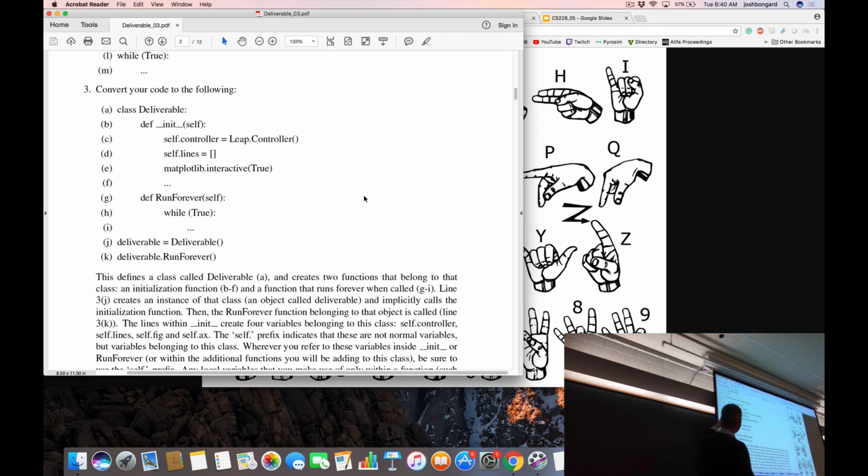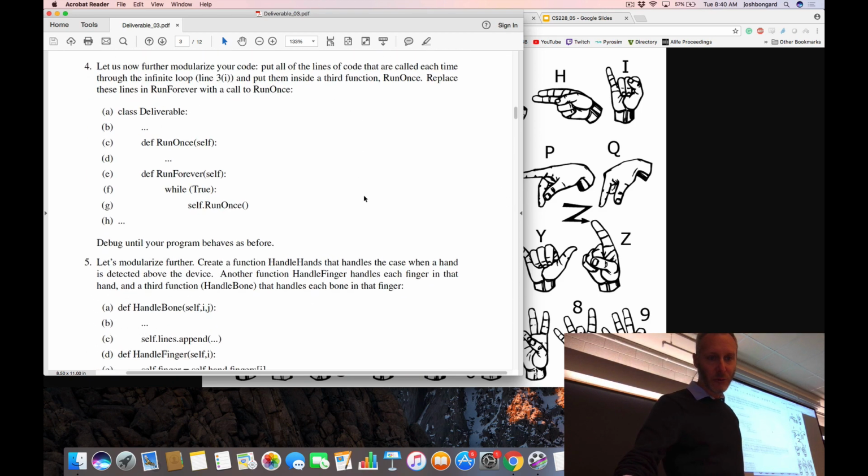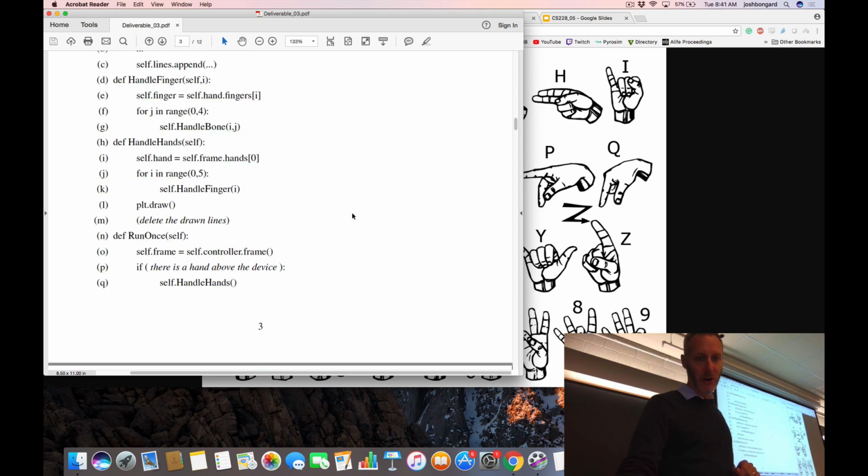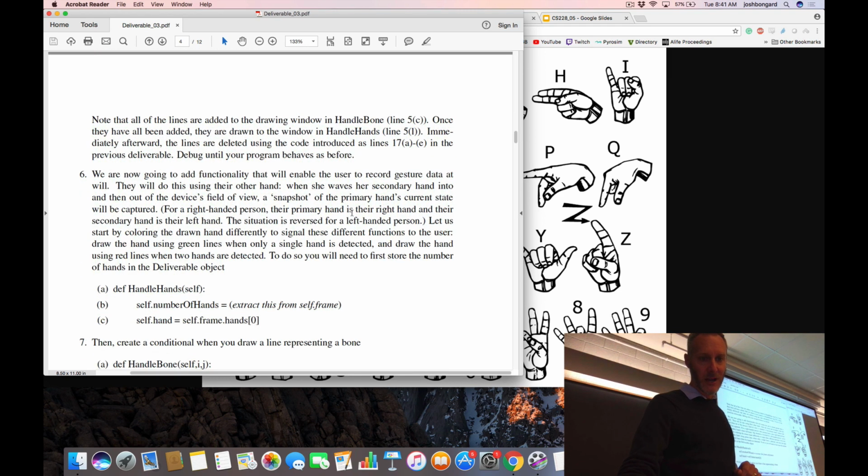And inside that deliverable, we're going to be defining two methods, one which initializes everything we need, all the drawing and so on, and then a second method called run forever, which just contains your infinite loop. Pretty straightforward. As you continue through the first few steps of deliverable 3, you're going to be further breaking up your code into methods inside of classes.